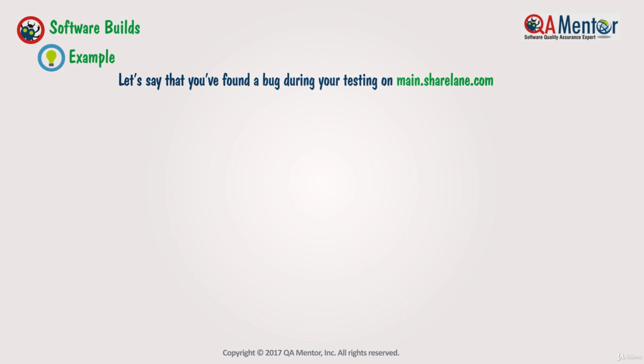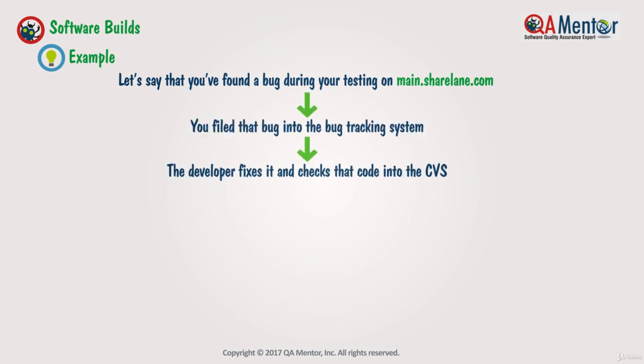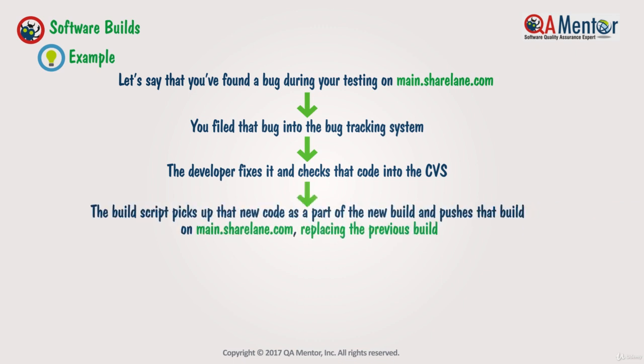Example, let's say that you've found a bug during your testing on main.sharelane.com. After you filed that bug into the bug tracking system, the developer fixes it and checks that code into the CVS. The build script picks up that new code as part of the new build and pushes that build on main.sharelane.com, replacing the previous build. Now you can verify if the fix is good or not.